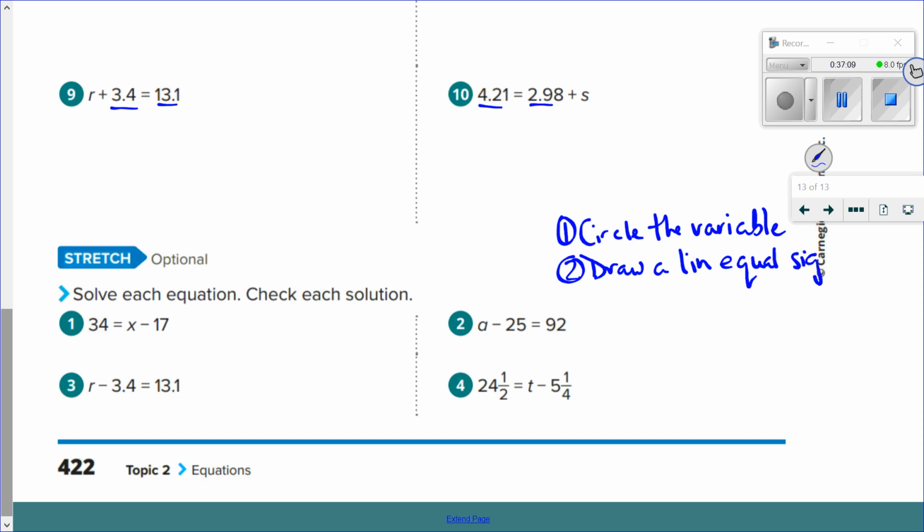You too. Step 3, find the number with the variable.